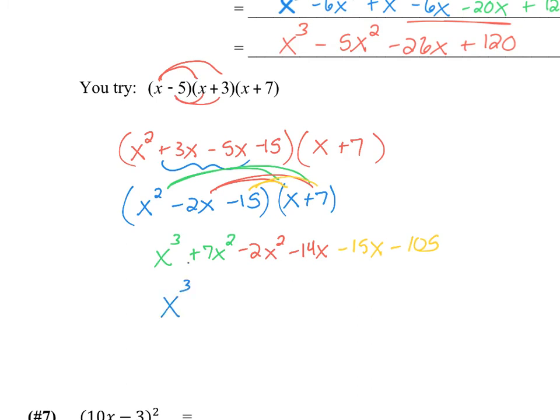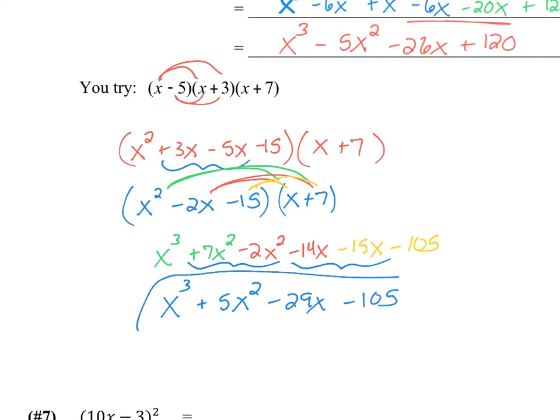X to the third, and then we combine the x squareds. 7 minus 2 is positive 5, so 5x squared. Then we combine the x's. We get negative 29x, and then the constant comes at the end, so minus 105. So x to the third plus 5x squared minus 29x minus 105.